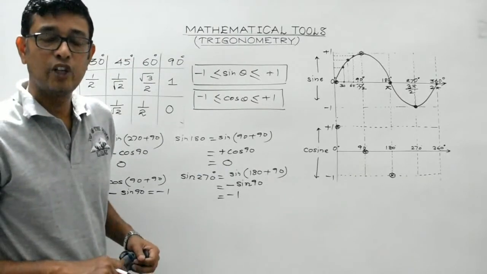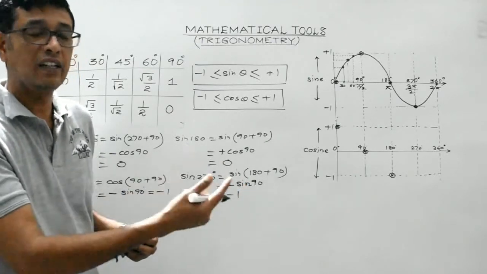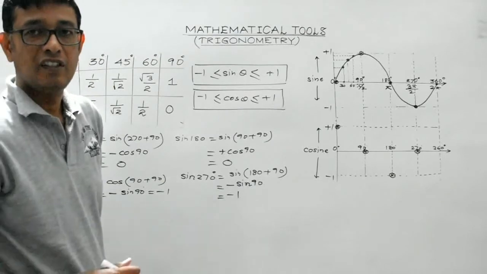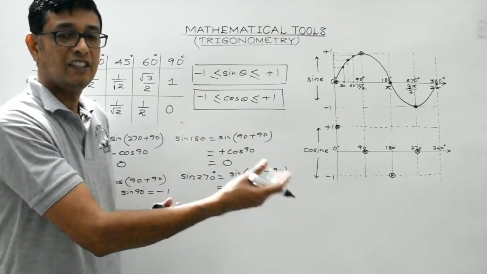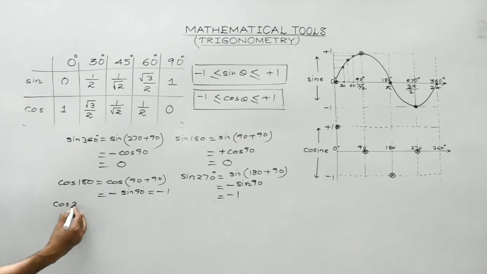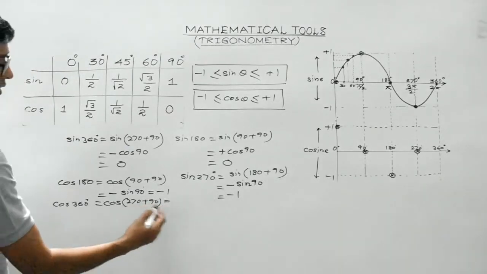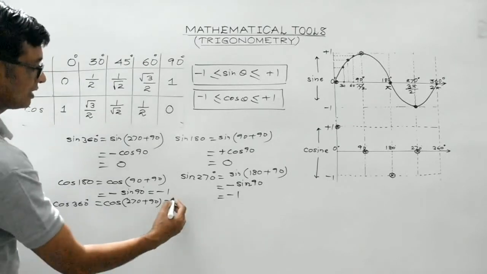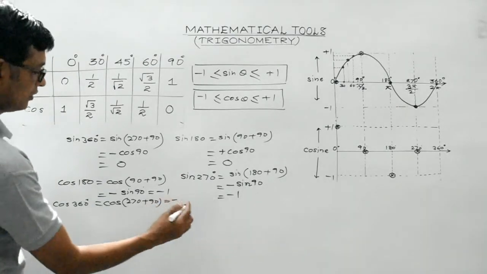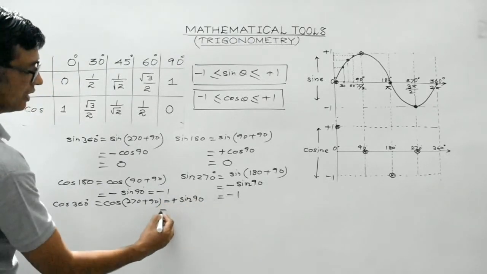Cos 270 degree will be cos 180 plus 90. So it will be minus cos 90. Cos 90 is 0, so cos 270 degree is 0. Cos 360 degree can be written as cos 270 plus 90. It's the case of the fourth quadrant, where cos is positive. So cos 270 plus 90 will give us plus sin 90, so it will be plus 1.